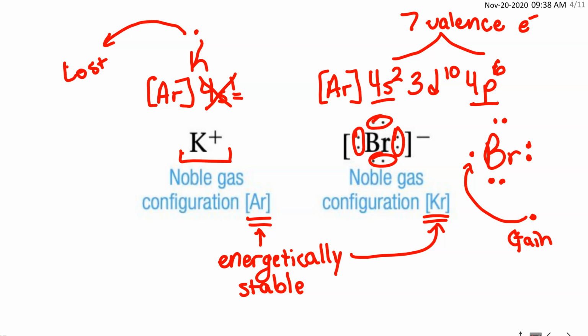So we use these Lewis structures to demonstrate or model that the atom wants to either lose or gain electrons in order to become energetically stable. Metals typically lose valence electrons because they're closer to a noble gas configuration if they lose them, whereas nonmetals typically gain because they're closer to noble gases if they gain.